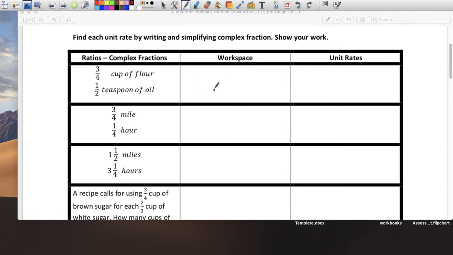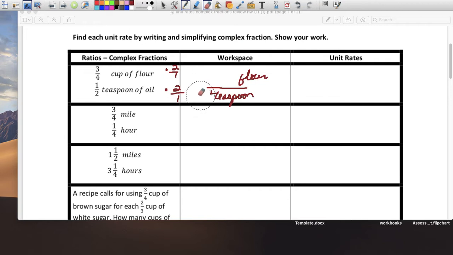So again, we're going to want 1 teaspoon of oil, right? 3 cups of flour for 1 teaspoon of oil. So I want to make this 1 teaspoon. So we're going to multiply this by 2/1 at the bottom, right? And then at the top, the same thing, 2/1. So I'm going to write flour over here.